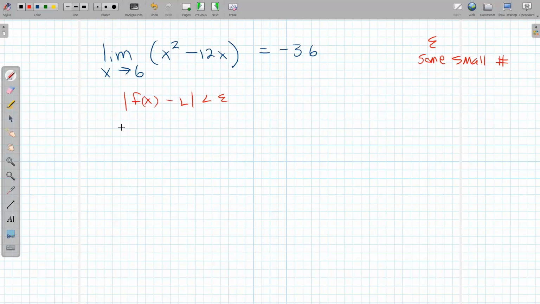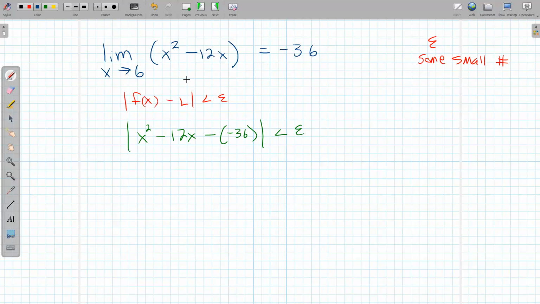So plugging in, what do we get? We're going to get the absolute value of x squared minus 12x, minus L, which is negative 36. So be careful with your signs. And it's just epsilon. We're not going to give it a number there.